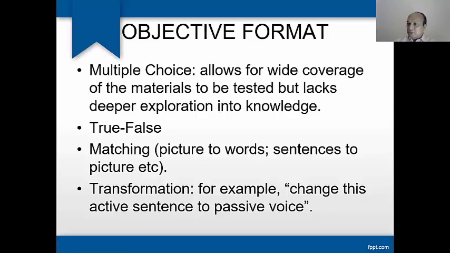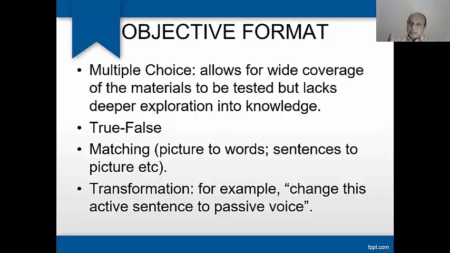The strength of multiple choice is that it allows for a wide coverage of the materials to be tested. But it lacks deeper exploration into the knowledge, which means that if you are going to cover a wide scope of the materials or topics that you have been teaching, then multiple choice is suitable. But on the other hand, you cannot go deeper. You cannot measure the deeper knowledge of your students with multiple choice, and that's the limitation. That's the weakness of the multiple choice test.